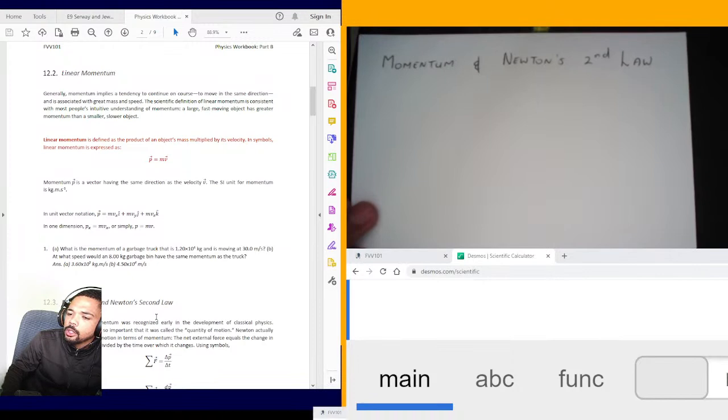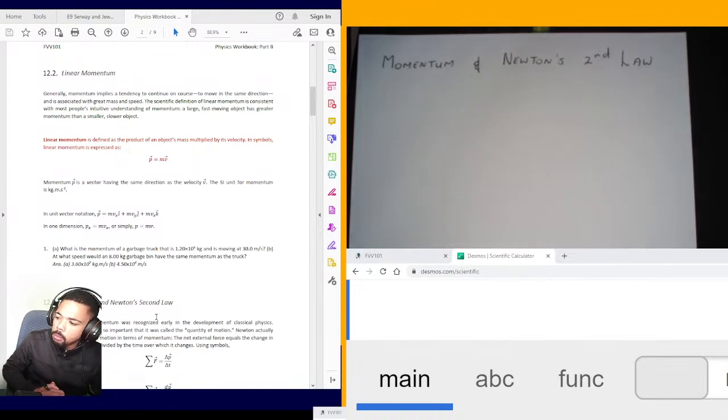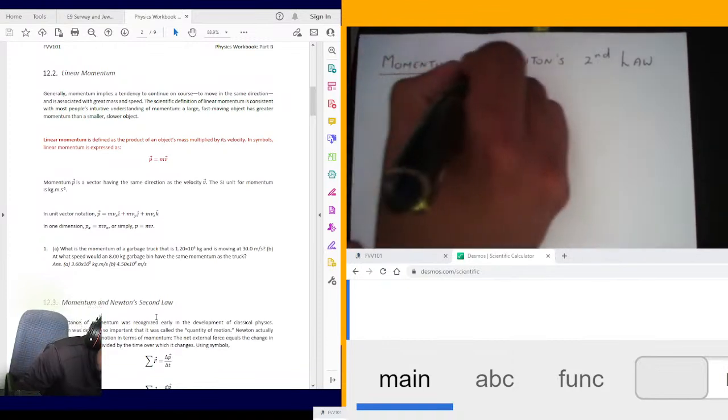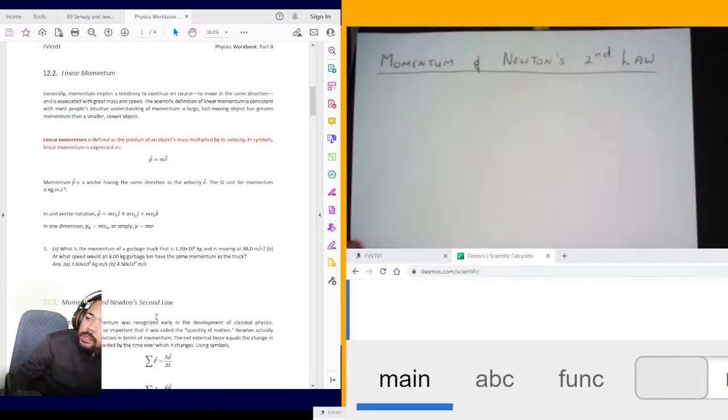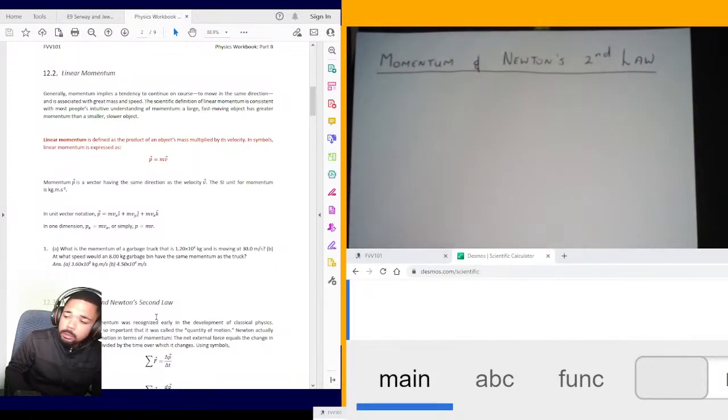Now Newton originally expressed this second law, which we usually know just as F is equal to ma, in terms of momentum. Let me just underline that: momentum and Newton's second law. Now I'm just going to read what is written here. In 12.2, it says momentum implies a tendency to continue on course, to move in the same direction, and is associated with great mass and speed.